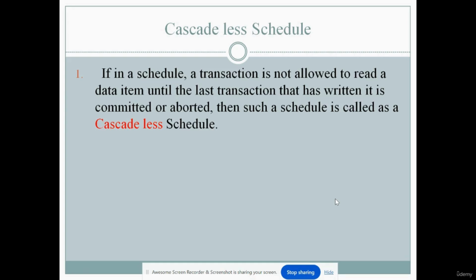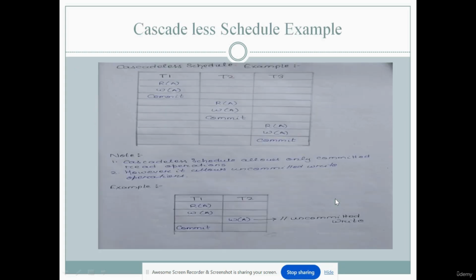Now coming to the cascadeless schedule. If in a schedule a transaction is not allowed to read a data item until the last transaction that has written it is committed or aborted, then such a schedule is called a cascadeless schedule. Now coming to the example of cascadeless schedule.